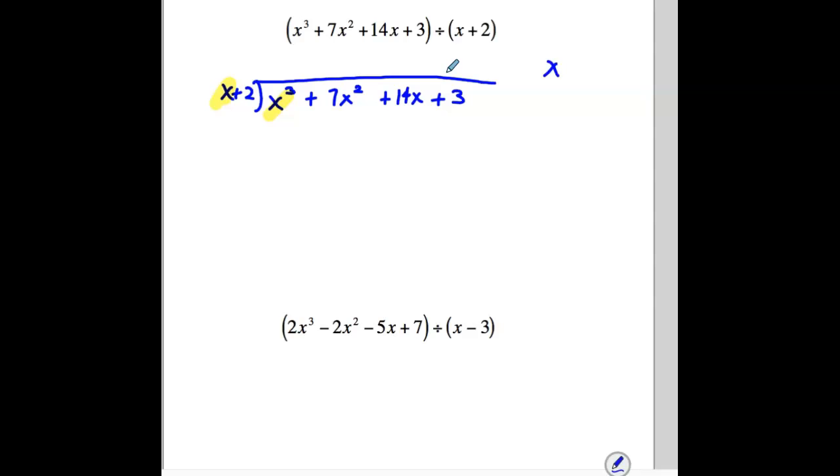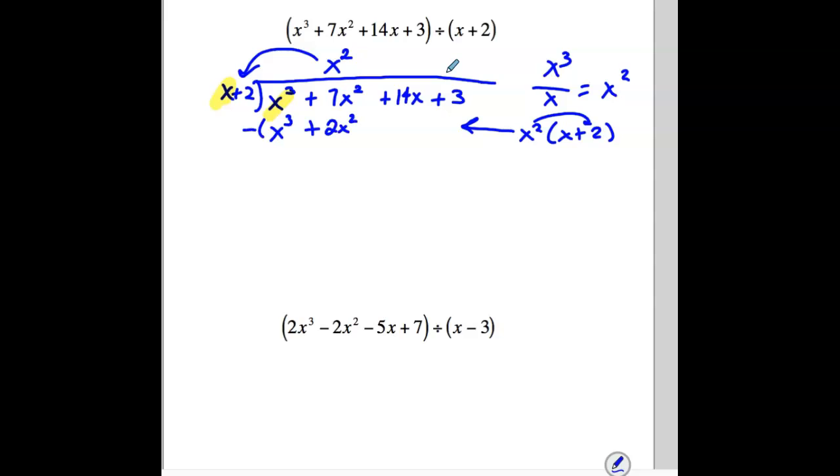So x cubed divided by an x would give us x squared. That's what we're going to put up on top as part of our quotient, our answer. Then we take x squared, that top piece, times this whole thing. So x squared times x plus 2, and that's what goes underneath. X squared times x would give us an x cubed, and x squared times the 2 would give us 2x squared.